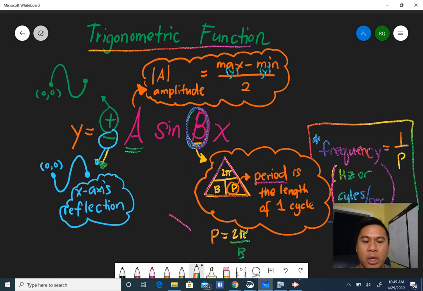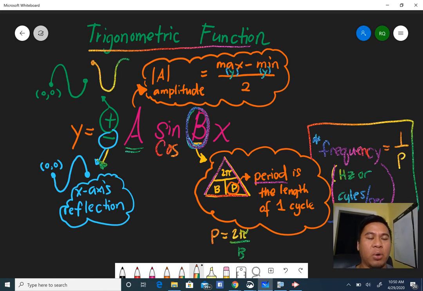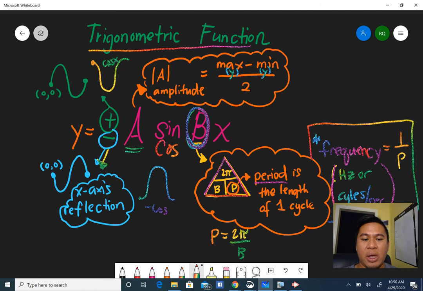As we may see, this trigonometric function not only works for sine, it also works for our cosine function. For a cosine function, it looks like this for the cosine of x. And on the other side, it will look like this for the negative cosine of x. So once again, this is the graphic organizer for our sine and cosine trigonometric functions with our A and B.